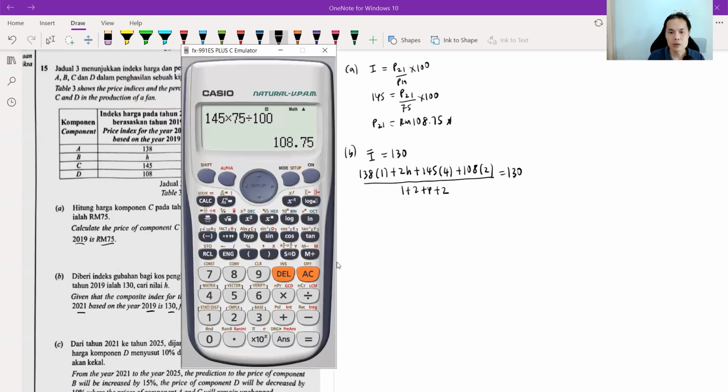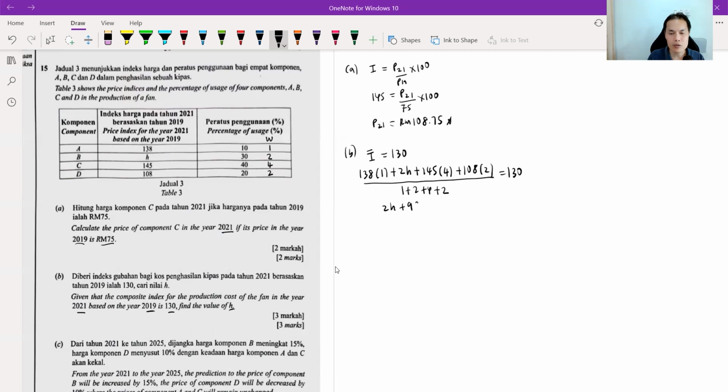Okay, so let's count. 138 times 1 is 138. You plus with 145 times 4, and then 108 times 2. This will give us 934. 2H plus 934. This is now over 10, if you multiply over, because 1 plus 2 plus 4 plus 2 is 10.